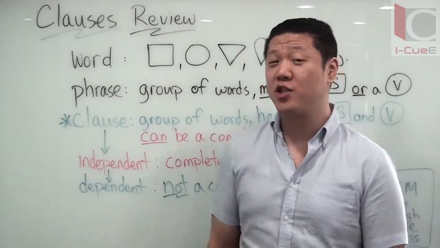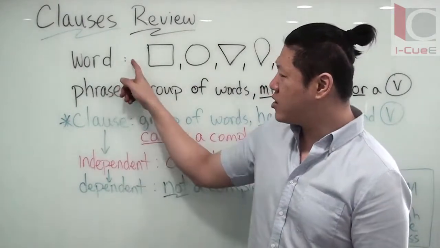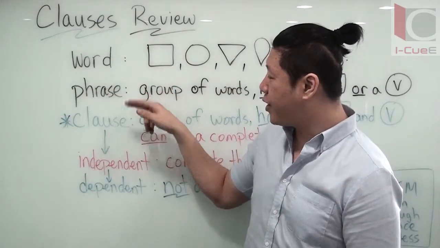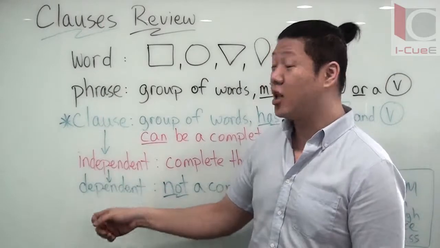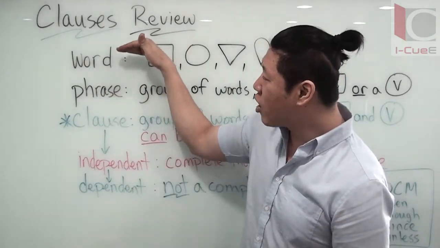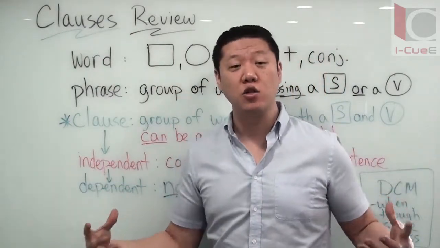But for now, what you need to remember is, what is a clause? Let's start with the basics and move down, okay? Because we have words, phrases, clauses, and then we have sentences. And in clauses, we have independent clauses and dependent clauses. You need to know how you start from a word and just keep making it bigger and bigger until you get into a sentence.